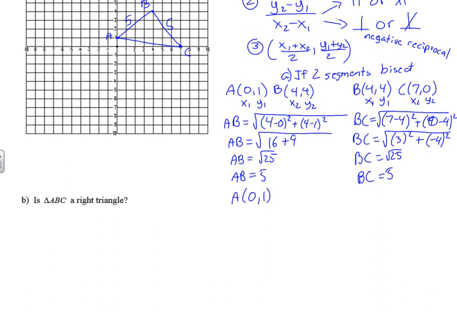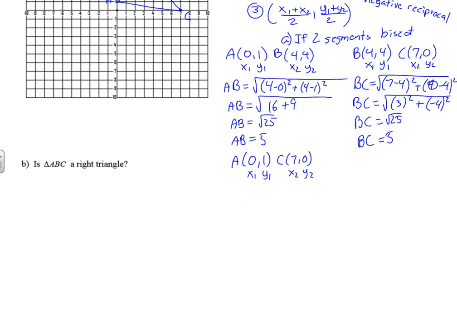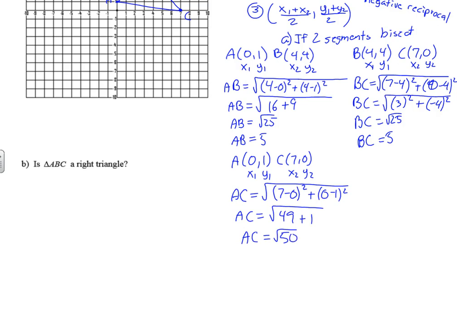So A is 0, 1, C is 7, 0. So we're going to start off with x1, y1 again, x2, y2. Notice I'm telling the person who's reading this what AB equals, what BC equals. I'm not just randomly doing the distance formula and giving no direction to a person reading this. So we have 7 minus 0 squared plus 0 minus 1 squared. Okay, so we get 49 plus 1, which is the square root of 50, which is not 5.